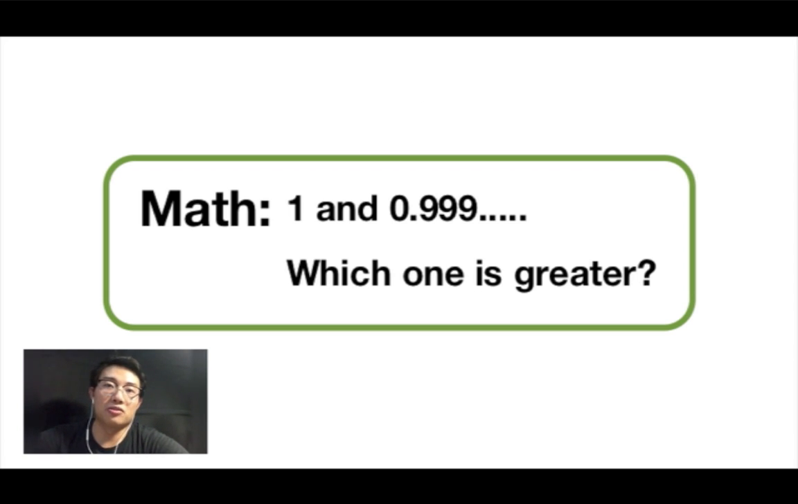In this topic, I'm going to talk about the relationship between 1 and 0.9 repeating. Some of my friends just told me, oh, 1 is greater because 0.9 is approaching 1 but never reaches 1. So 1 is absolutely greater than 0.9 repeating. But the answer is no, you're wrong. The relationship between them is equal. 1 equals 0.9 repeating.